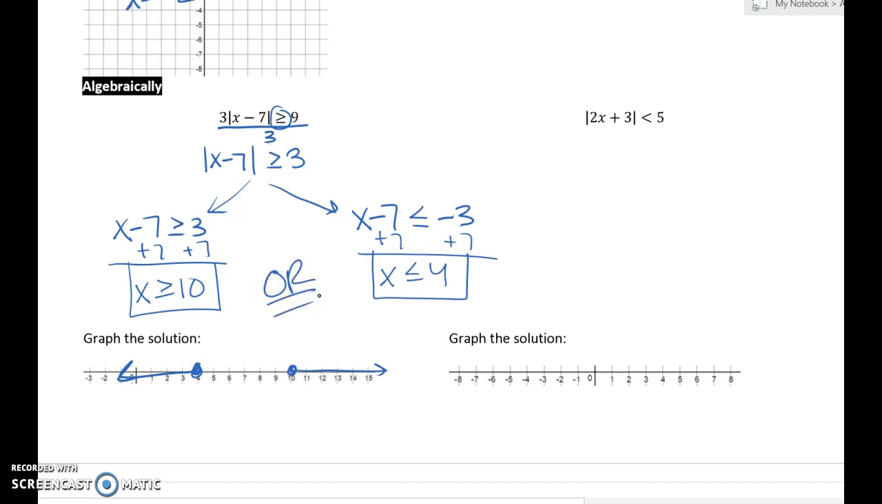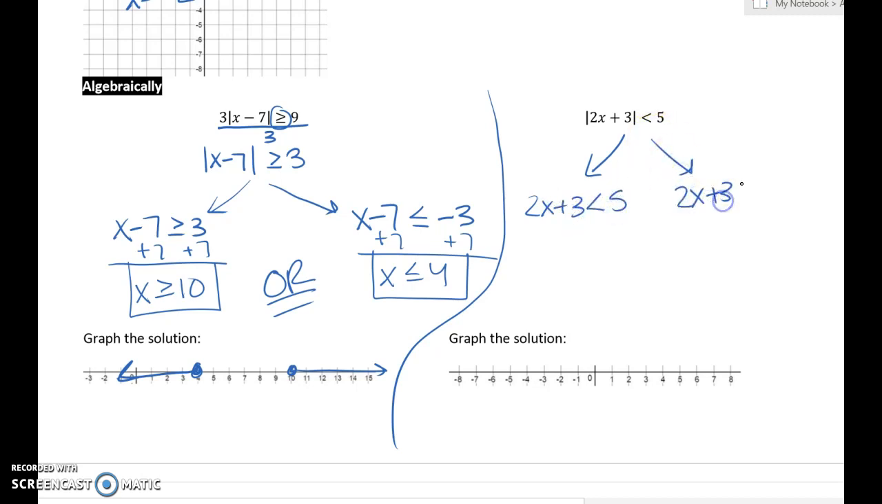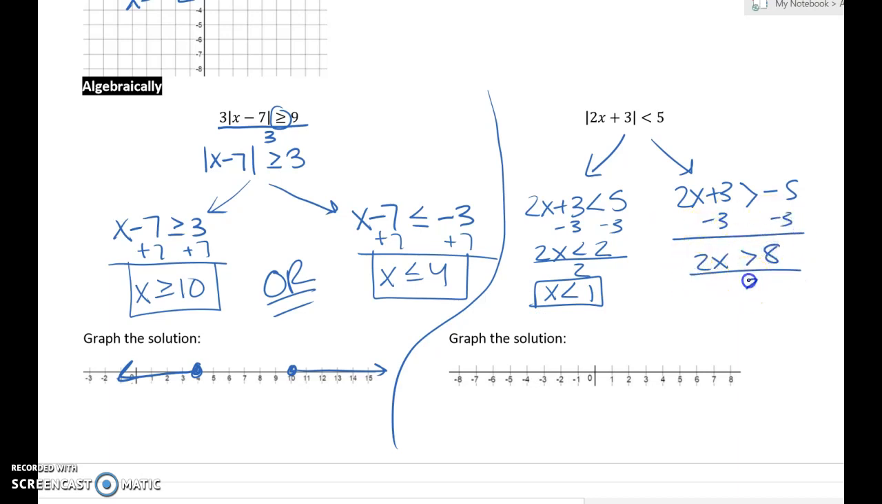This next one, the absolute value expression is already isolated, so that's great. So we'll split it. 2x plus 3 is less than 5, or 2x plus 3, flip the sign and make it a -5. So solving, 2x is less than 2, divide by 2, x is less than 1. -3, -3, 2x is greater than 8, divide by 2, x is greater than 4. Note we did not change the signs in here because we divided by a positive. It's only when you divide by a negative number that you switch the signs here.